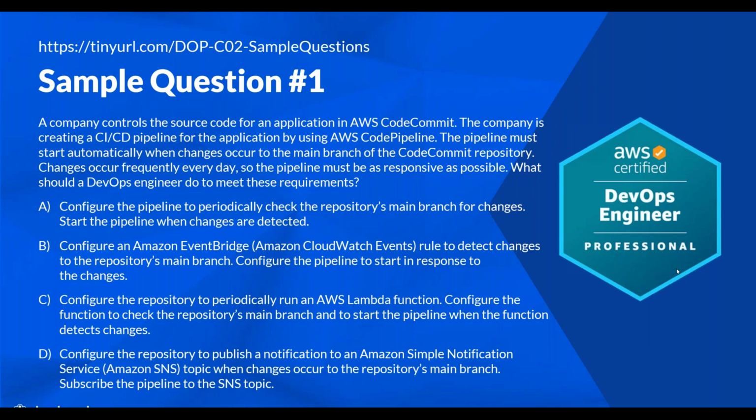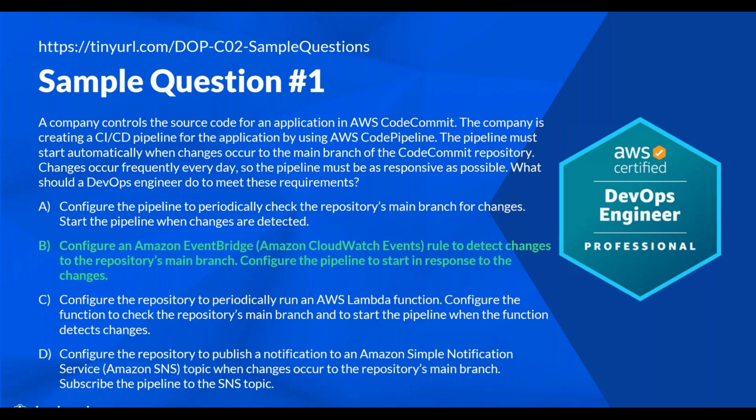So using that process of elimination, let's look at answer B, configure an EventBridge rule to detect changes to the repository's main branch. Configure the pipeline to start in response to the changes. Having that awareness of the capabilities of these services, knowing that a change to a branch in a CodeCommit repository is a valid event source for an EventBridge rule, we know that the answer we're looking for here is answer B.